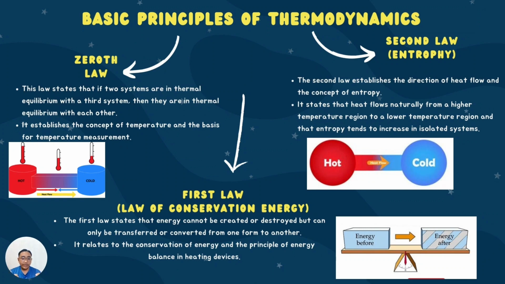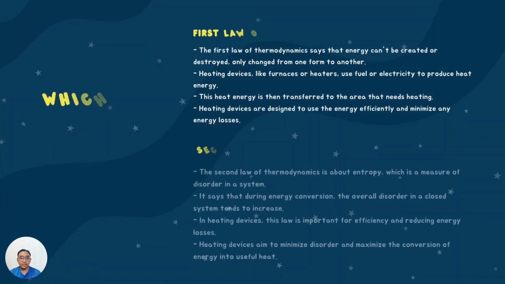Then the second law, or entropy. This law states the direction of heat flow and the concept of entropy. It states that heat flows naturally from a higher temperature region to a lower temperature region, and that entropy tends to increase in an isolated system.